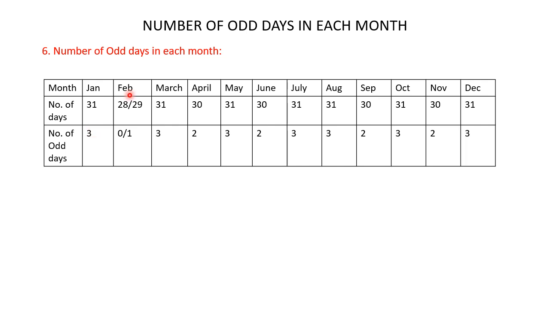February has 28 days in an ordinary year. 28 divided by 7 gives 0 as the remainder, which means February has 0 odd days in an ordinary year. February has 29 days in a leap year. 29 divided by 7 gives 1 as the remainder, which means February has 1 odd day in a leap year. So February has 0 odd days in an ordinary year, whereas it has 1 odd day in a leap year.